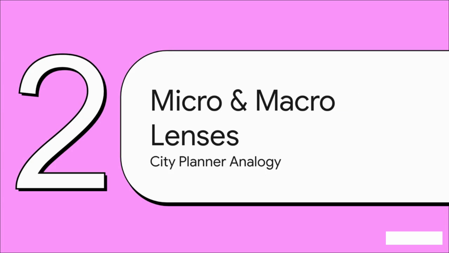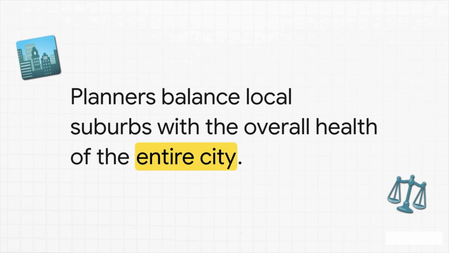Moving on to Section 2, micro and macro lenses, the city planner analogy. So to really wrap our heads around how we analyze these economic choices, I want you to think of a city planner. A city planner has to look closely at specific individual suburbs, right? They need to make sure the local roads and schools are actually functioning. But then they also have to step way back and look at the entire thriving city to ensure the overall macro infrastructure is healthy.